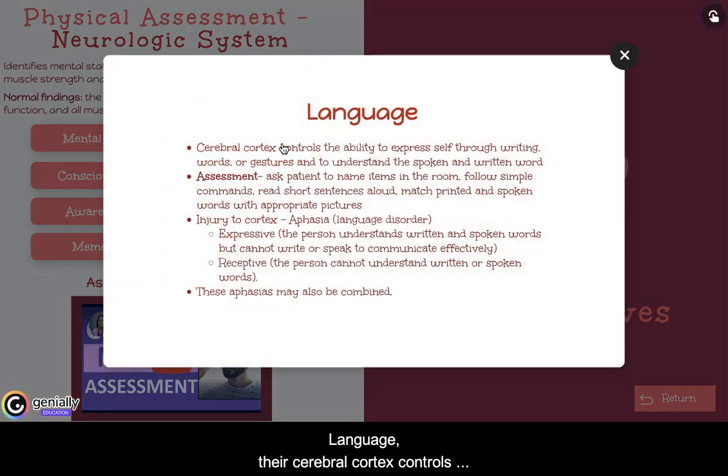Language. Their cerebral cortex controls the ability to express themselves through writing, words, or gestures, or to understand the spoken and written word. Assessment involves asking the patient to name items in the room. Following simple commands, that's another way to assess it. Read short sentences aloud. Match printed and spoken words with appropriate pictures. If they have an injury to their cerebral cortex, then you will notice aphasia, a language disorder.